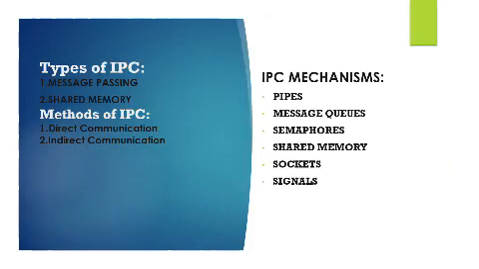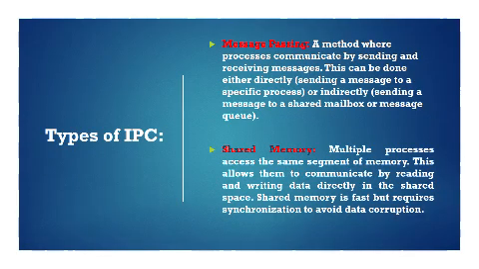Types of IPC. There are two types. First one is message passing, second one is shared memory. Methods of IPC. There are two methods. First one is direct communication, second one is indirect communication. There are 6 IPC mechanisms: pipes, message queues, semaphores, shared memory, sockets, and signals.